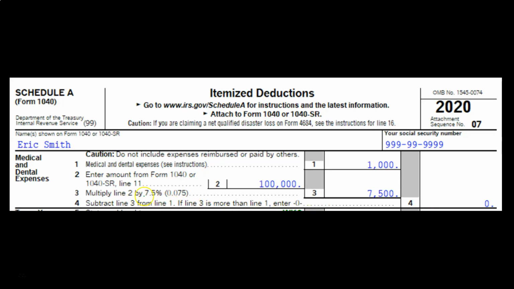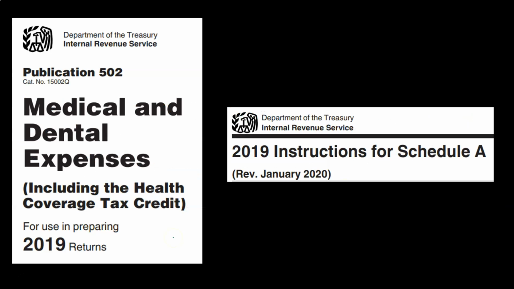So we have this limitation. This is kind of like a floor limitation. You've got to get up to that floor, or over the floor of the $7,500, before you start to get any benefit from them. So keep that in mind.